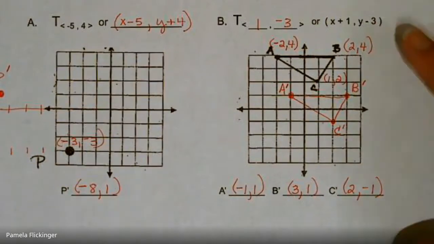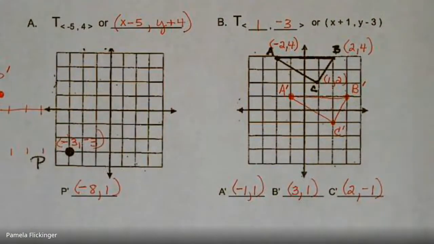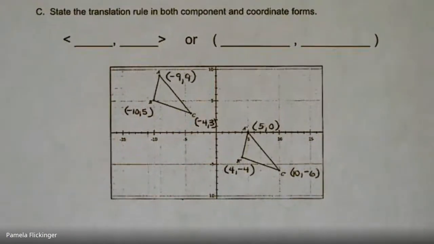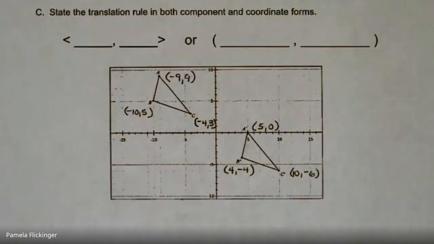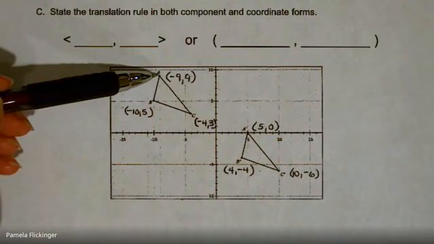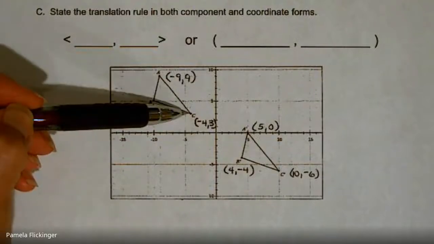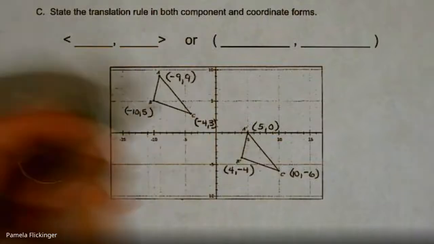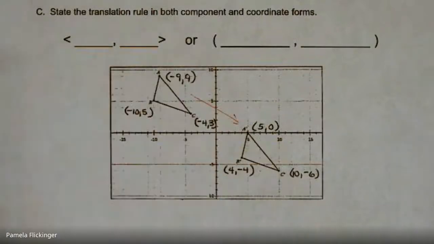And then lastly, instead of actually applying the rule, we should be able to look at a picture and identify what it is. All right. Now, when you look at the picture, notice one figure is labeled with normal letters A, B, C, and the other one has the primes, A prime, B prime, C prime. So we know the picture is moving in that direction.